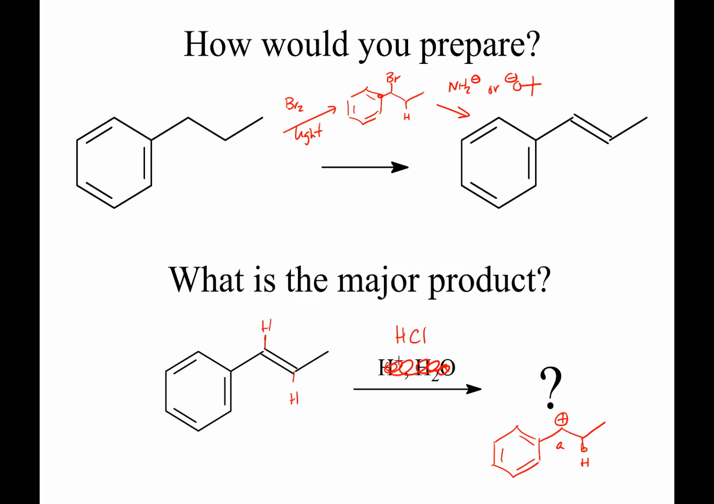But if we add the H to carbon B, we get a carbocation that's benzylic, and then the Cl minus comes in, and we get actually 100% of adding the HCl that way. So in this case, what we would conclude is that a secondary benzylic carbocation is more stable than a secondary non-benzylic carbocation, is what we would conclude from that.